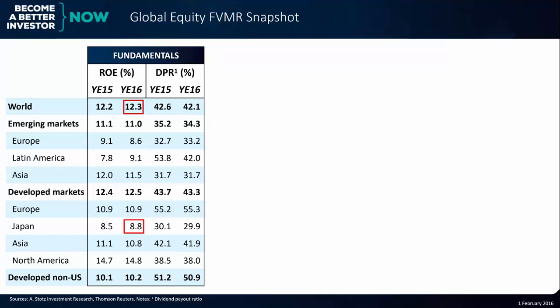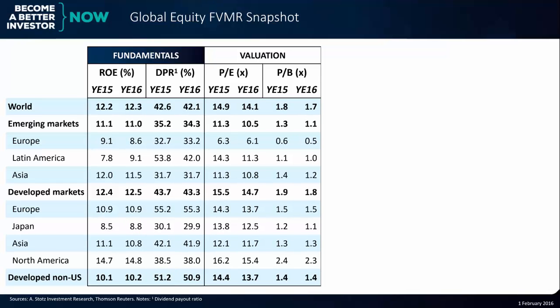Where is the lowest ROE? In Japan. If we want to look at dividend payout ratio, we can see that developed non-US countries are producing a dividend payout ratio of 51.2%. And that's compared to, for instance, the world dividend payout ratio of 42.6. Now let's move on to valuation. This is PE and price to book. So for PE, we can see, for instance, that emerging markets are trading on 11.3 times, whereas North America, mainly the US, is trading on 16.2.